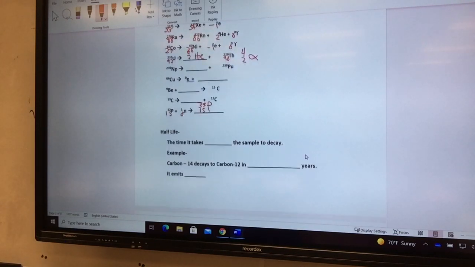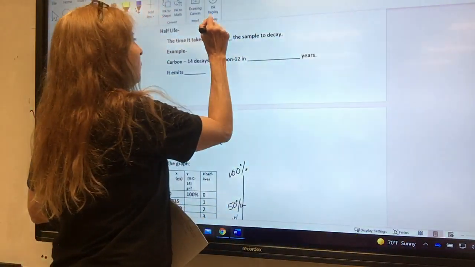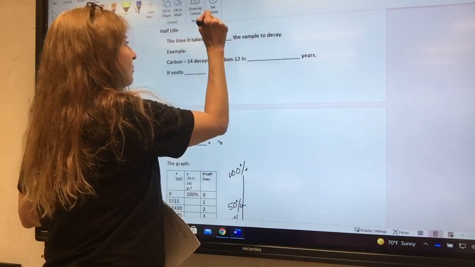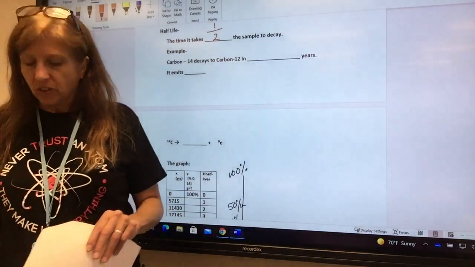All right. Half-life. Half-life is the time it takes, how much? All of the sample? No. It takes 1/2 of the sample to decay.